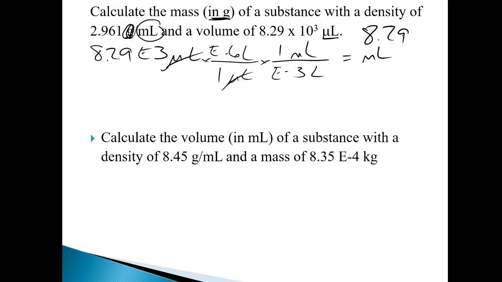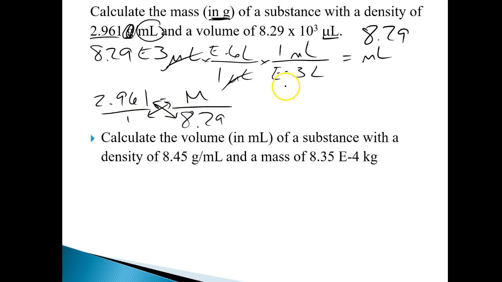milliliters. Okay. Then to do the mass, you're going to use the density, D, 2.961 equals the mass over the volume, which we just calculated to the correct unit of milliliters. Put this over 1 again, do your cross multiply, and you get mass equals 24.54669. But in terms of sig figs, you go back to your original problem, 3 and 4. So 24.5. The unit would be grams because it matches the top unit in density.